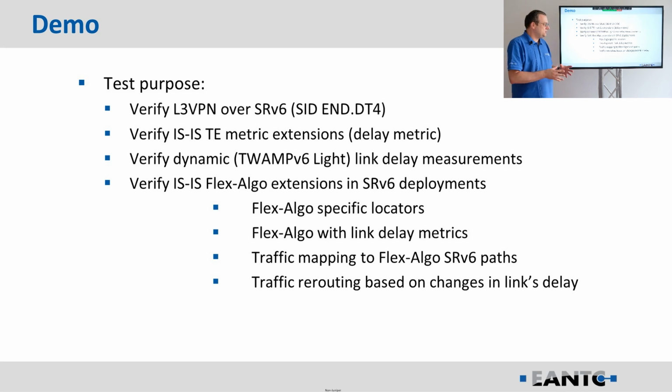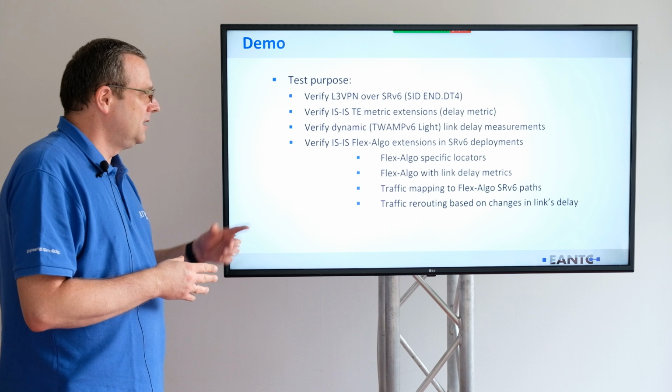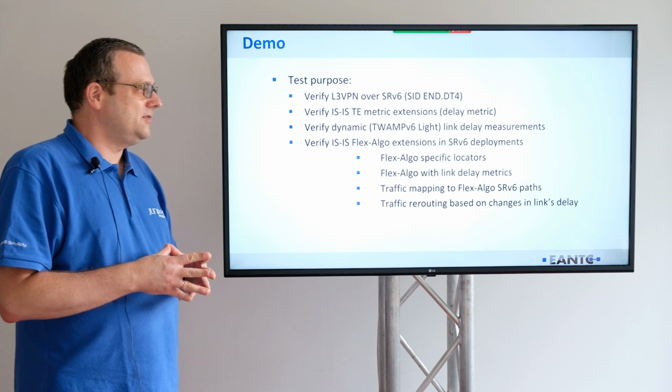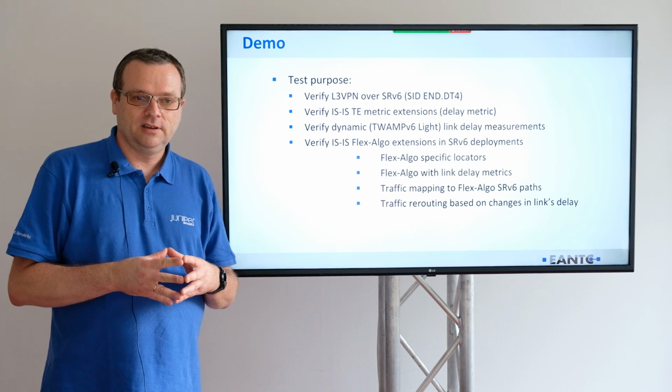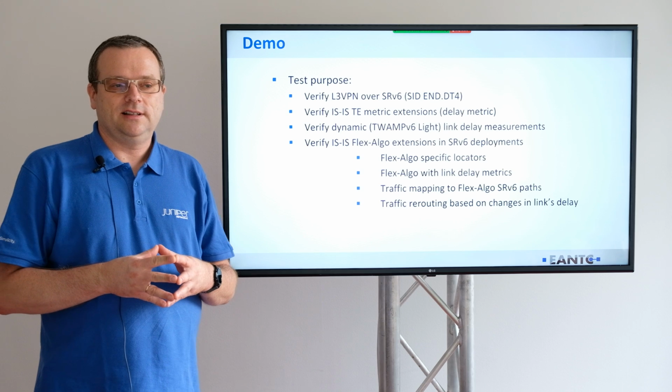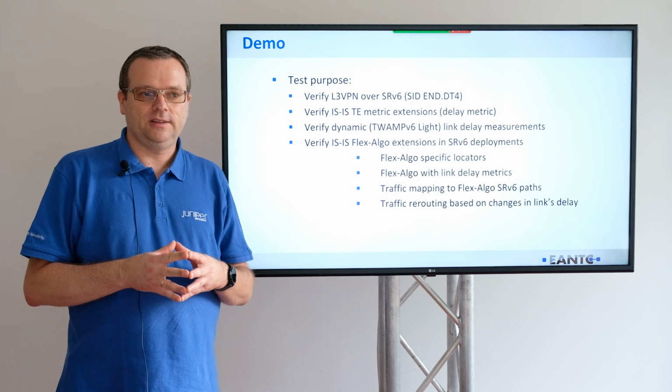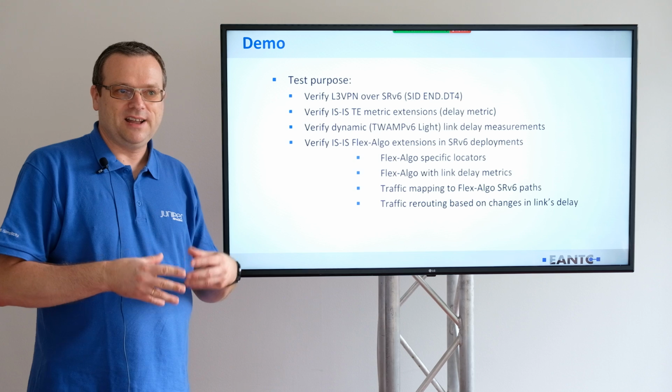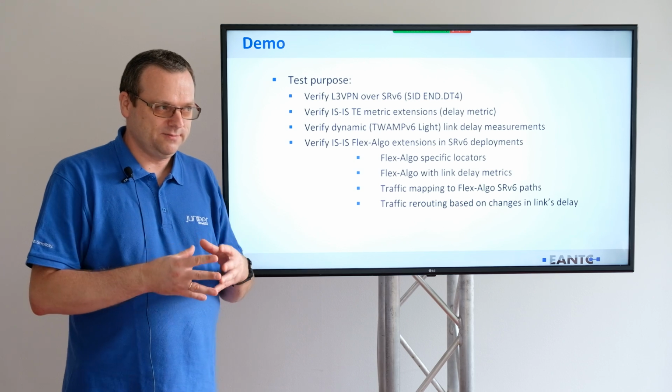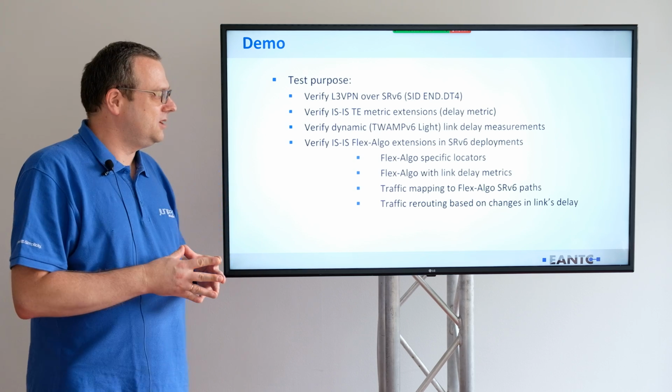Particularly, the test purpose is to verify interoperability for these aspects of the technology. We will verify the interoperability for layer 3 VPN over SRv6, the so-called EANTC seed, segment ID. Then, we verify ISIS metric extension, here delay metrics. We verify that we can exchange this delay metric between different vendors, that we understand each other, and that we can react based on these metrics. So we receive these metrics and make path calculations based on them.